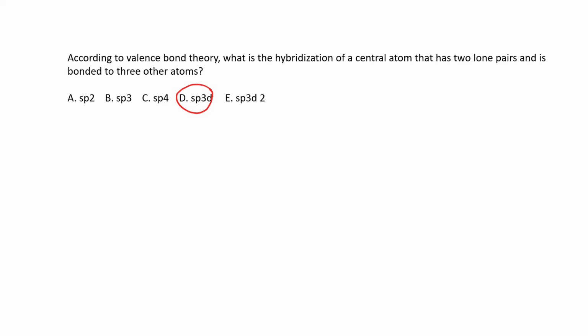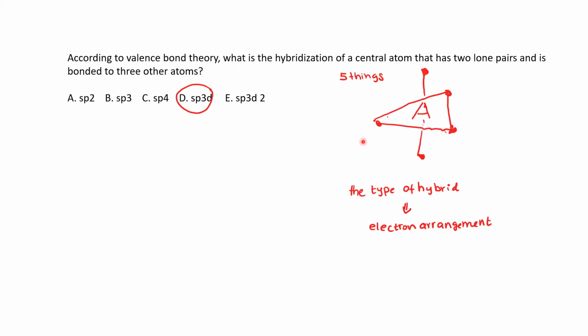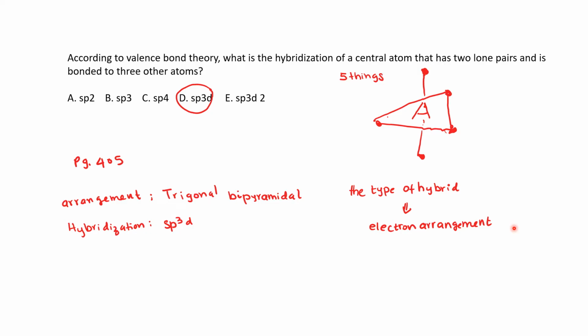According to valence bond theory, what is the hybridization of a central atom that has 2 lone pairs and is bonded to 3 other atoms? So when you have 5 things around, that means 2 lone pairs and 3 other atoms. This one has 5 things around. The electron arrangement is trigonal bipyramidal. When you have trigonal bipyramidal, the hybridization is sp3d.